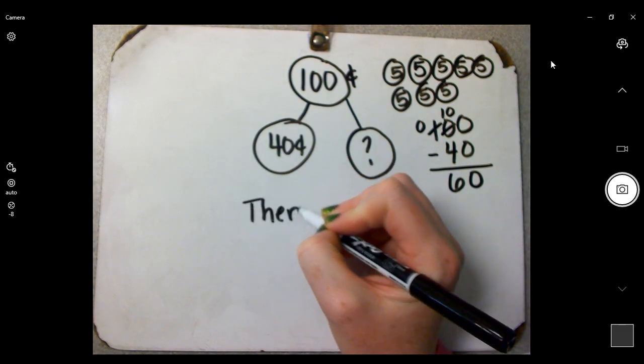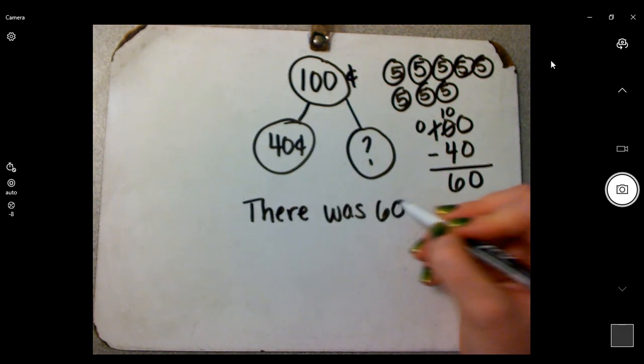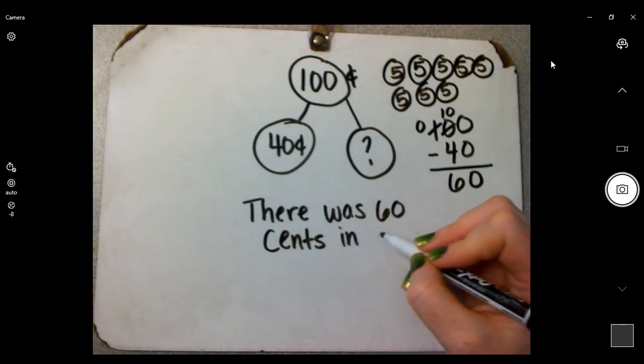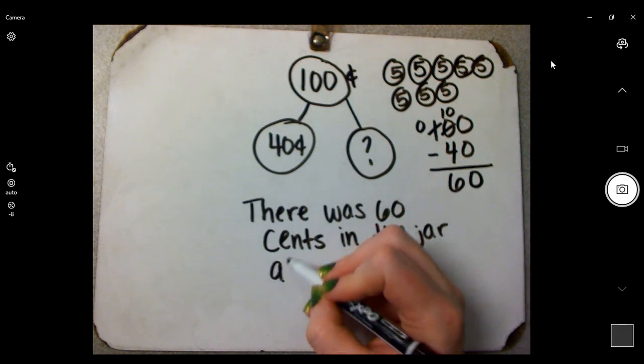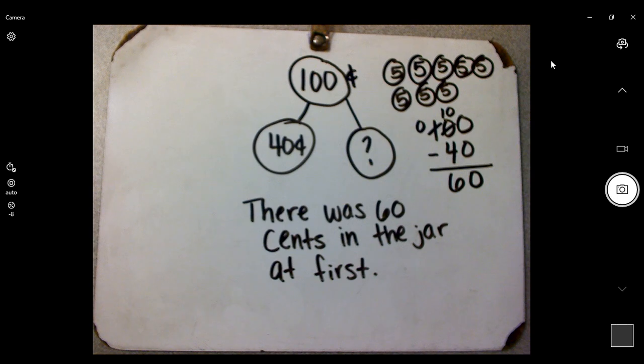There was 60 cents in the jar at first. That was our application or word problem for today.